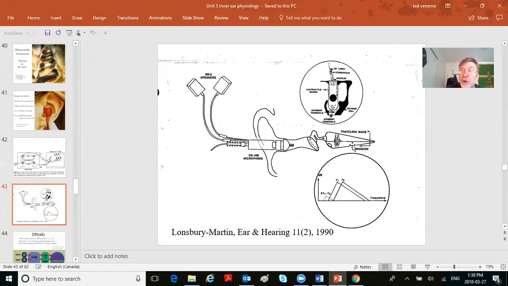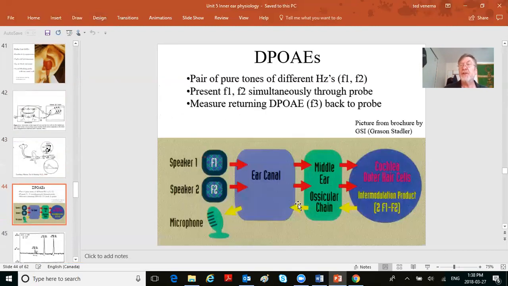Follow my cursor, going out. Instead of moving from the base to the apex, it's moving backwards, hitting the oval window, wiggling the incus, wiggling the malleus, and now the eardrum is acting like a speaker. So you're putting two tones in the ear and a third one's coming back out of the ear. They call it distortion product otoacoustic emissions, DPOAE.